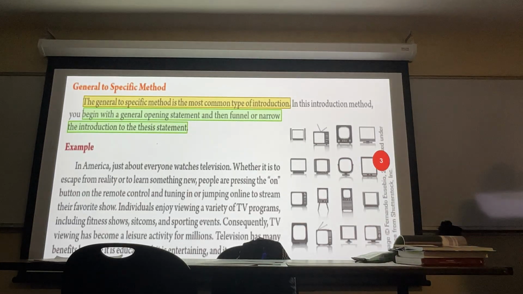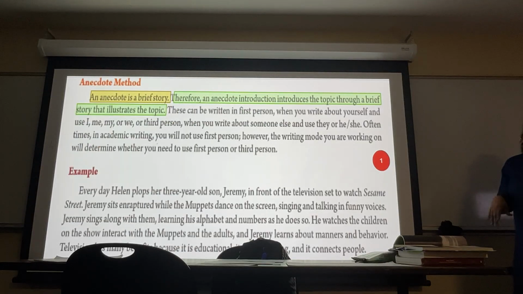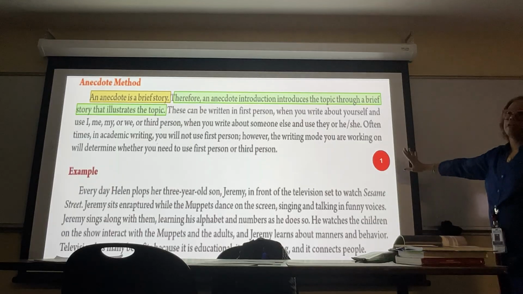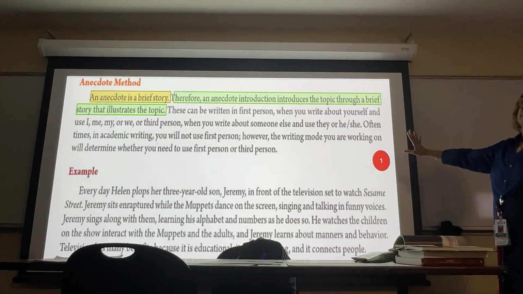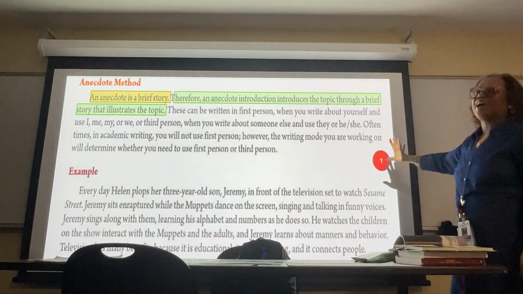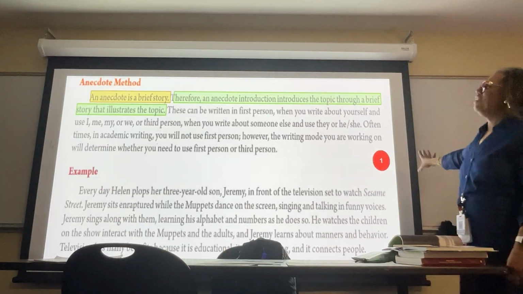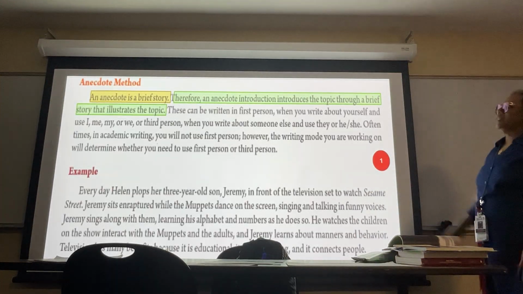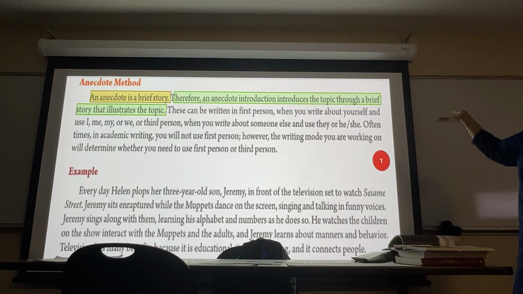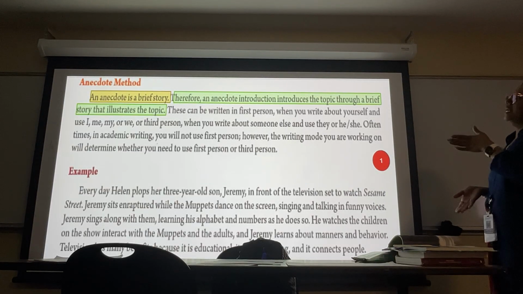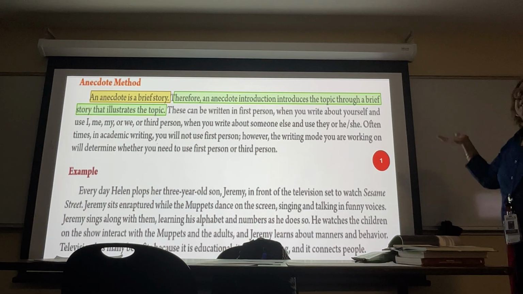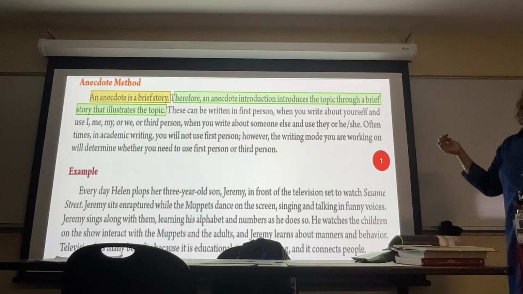That's another one. Okay, anecdote method. Now this is actually, so I have this one as a number one. I don't know if y'all noticed the different numbers on there. This is the order in which I use them. I will always tell a story. I don't know if y'all learned that yet, okay? I will tell a story, so I love the anecdote method. An anecdote is a brief story. That's all it is. Therefore, an anecdote introduction introduces the topic through a brief story that illustrates the topic, okay?